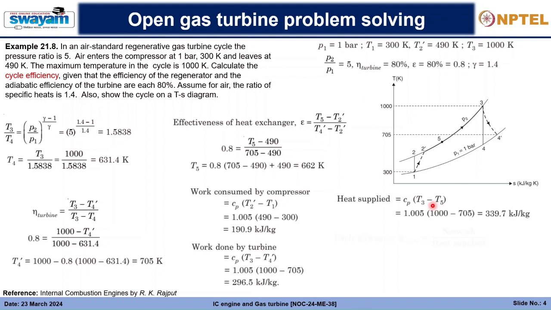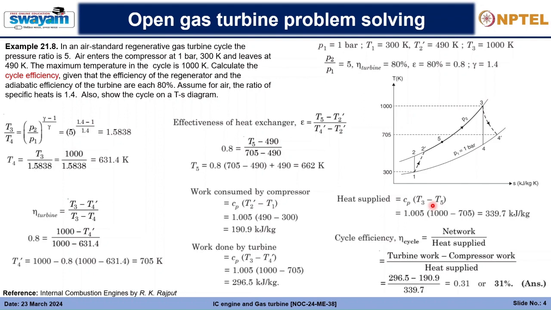339.7 kilojoule per kg. So the cycle efficiency will be net work divided by heat supplied, and net work will be turbine work minus compressor work, divided by heat supplied. Accordingly, we will get 31%, as you can see here. So that is the net cycle efficiency.